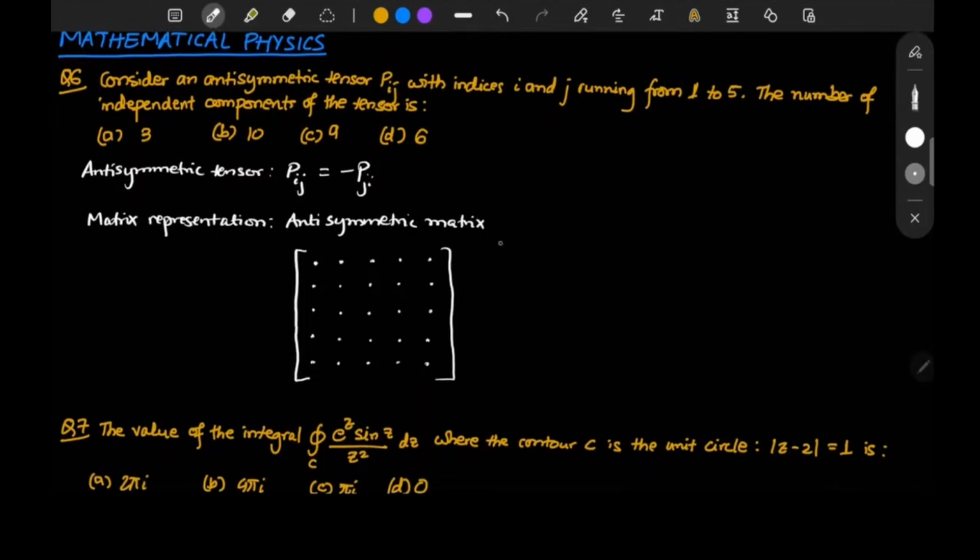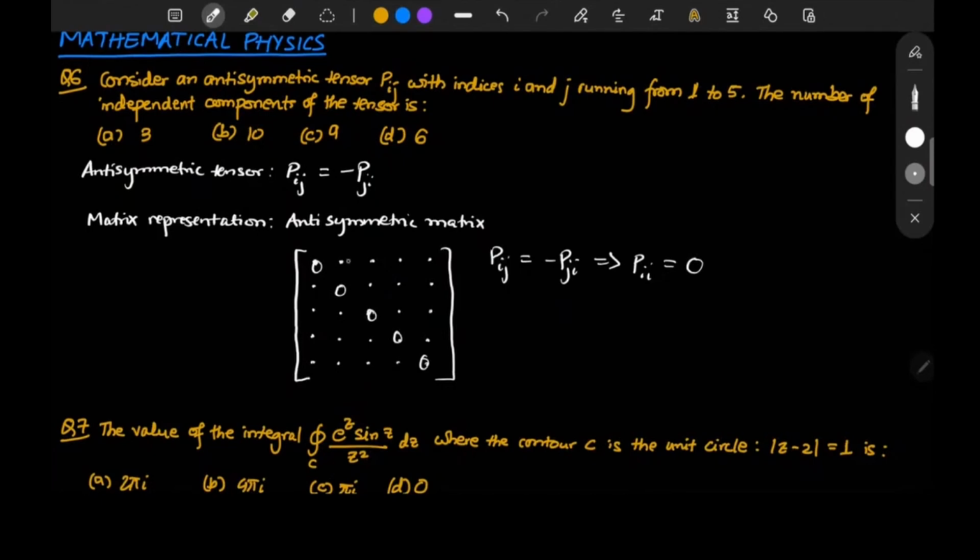Now if it is antisymmetric, then Pij is equal to minus Pji. This means that the diagonal terms, which are Pii, would be 0, because 0 is the only number which is the negative of itself. If you have 5, then 5 is not equal to minus 5. Only 0 is equal to negative 0. So each of these terms in the diagonal would be 0.